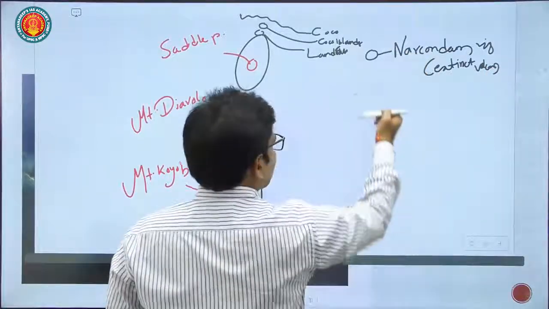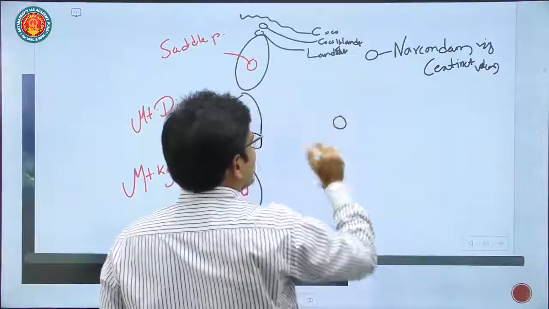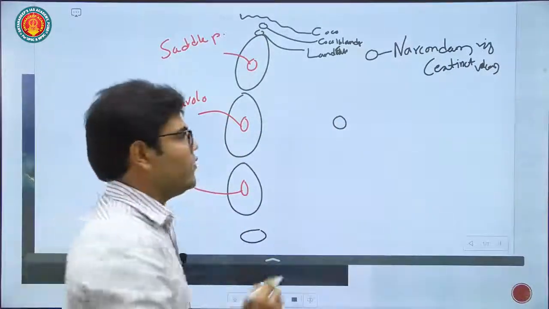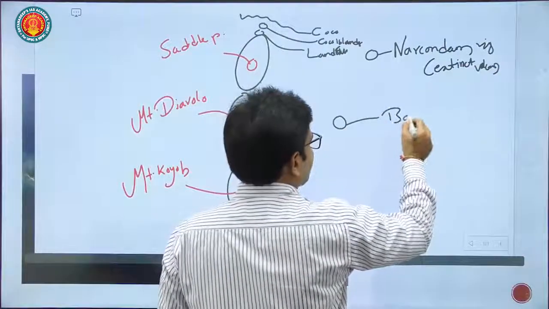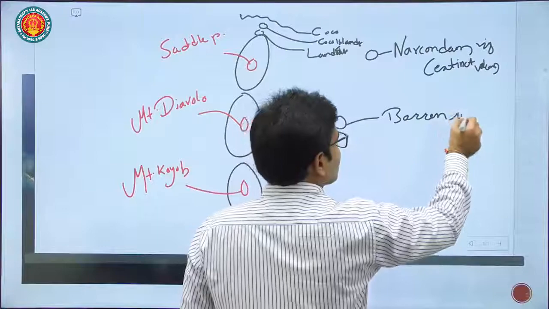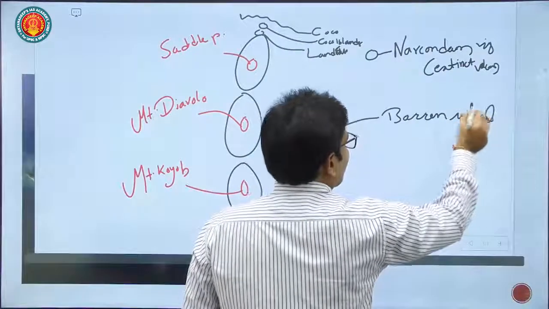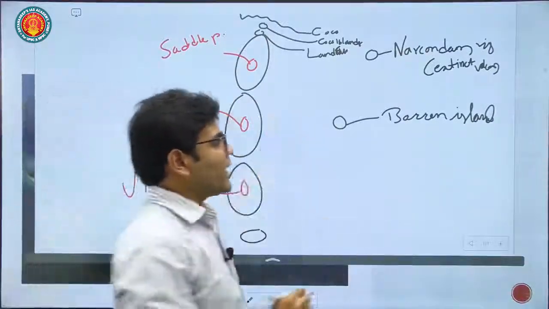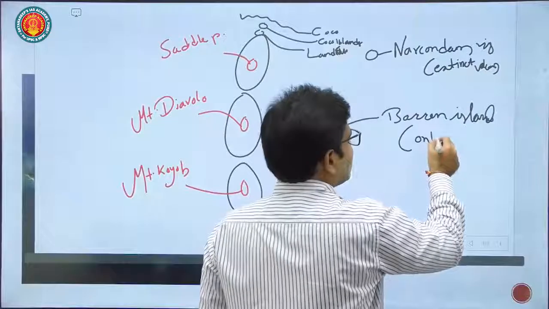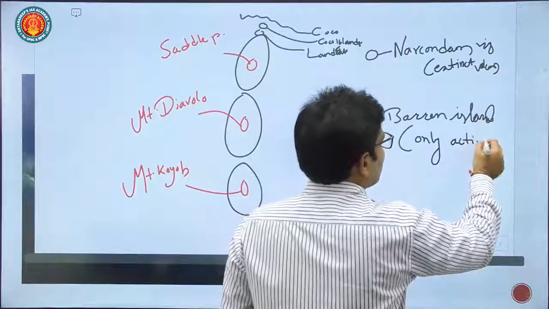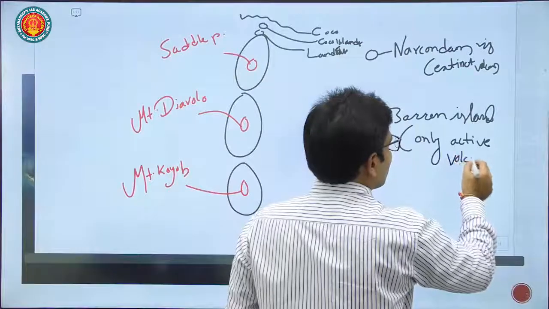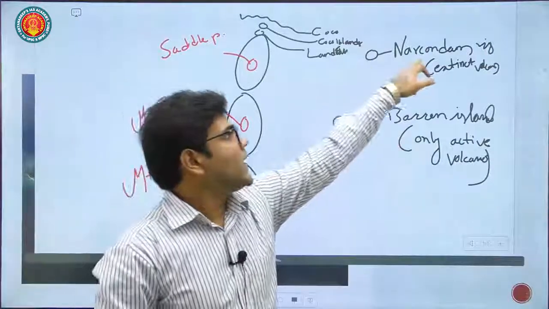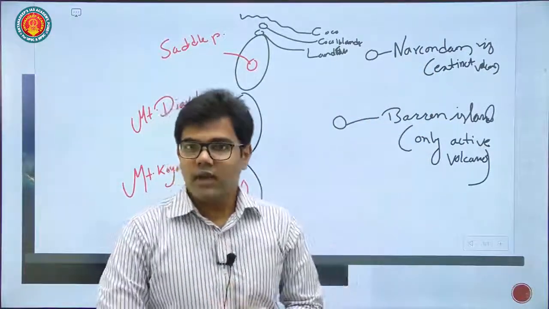South of Narcondam Island, somewhere here in the Andaman Sea, to the east of Middle Andaman, we have Barren Island. Barren Island is the only active volcano of India. Narcondam Island is the extinct form of volcano of India.